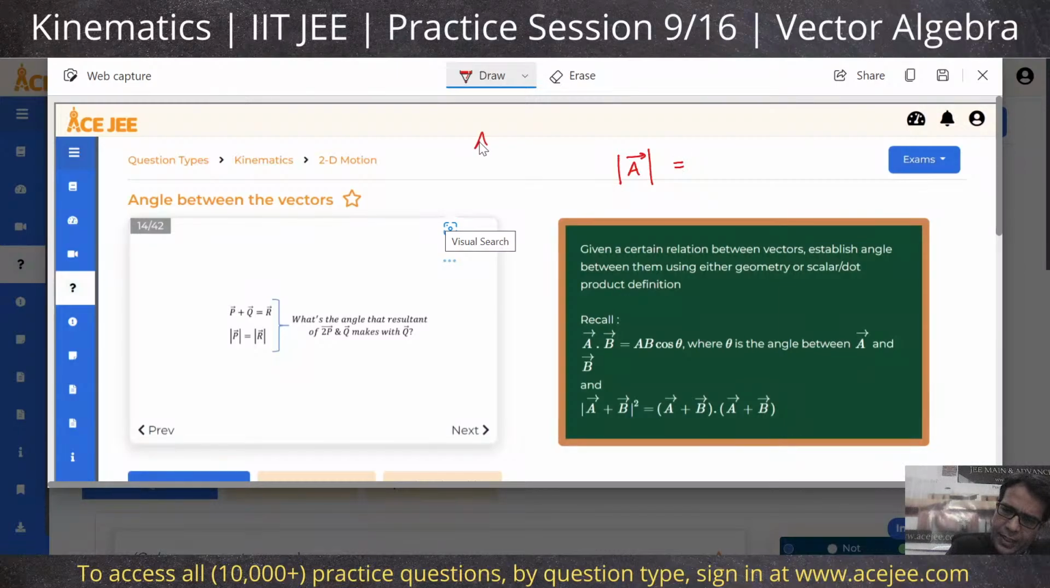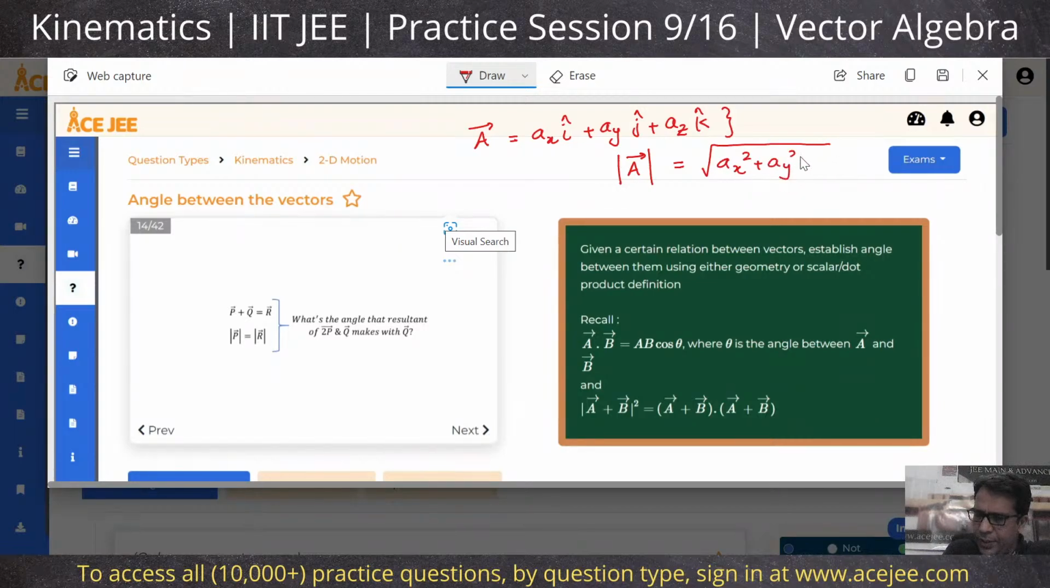if A is some vector, let's say A_x i cap plus A_y j cap plus A_z k cap. This is called the unit vector notation, as we are writing the vector A in terms of the unit vectors along X, Y, and Z. Now the magnitude of the vector A, you are aware, is simply the square root of A_x square plus A_y square plus A_z square.